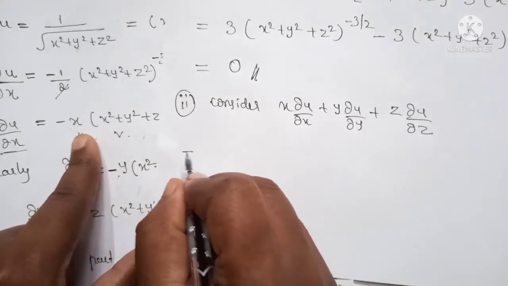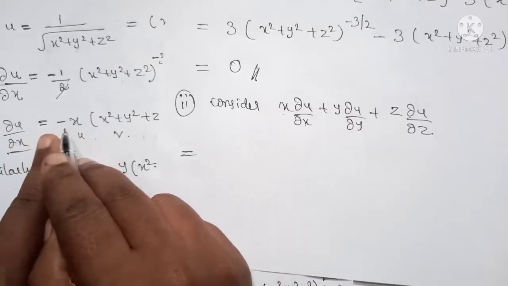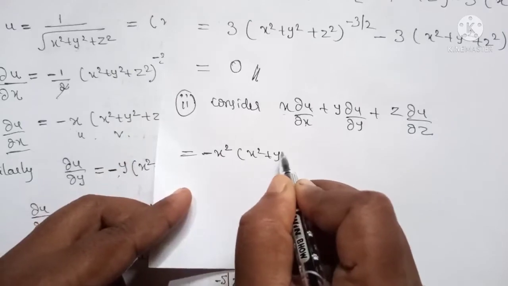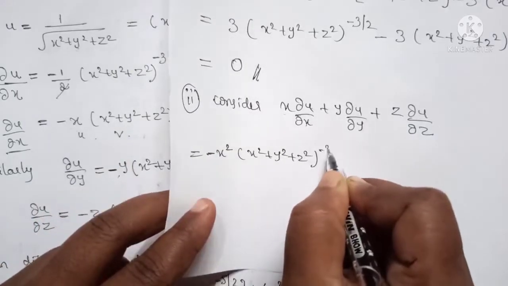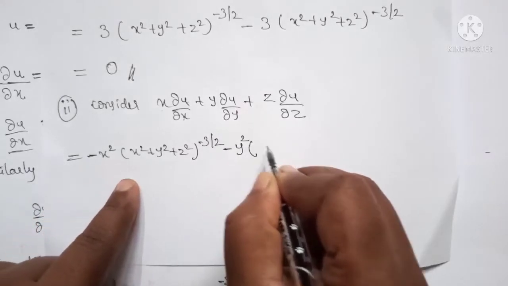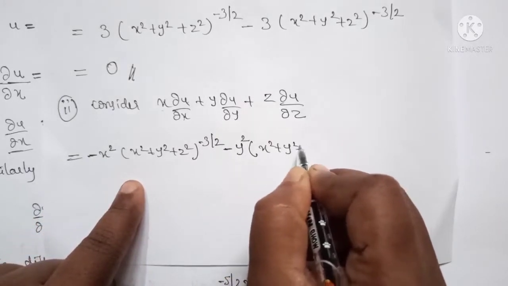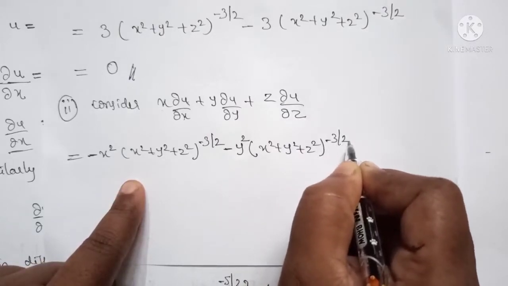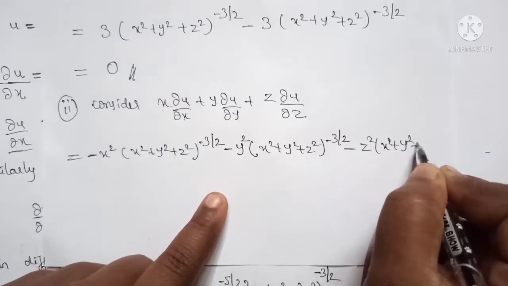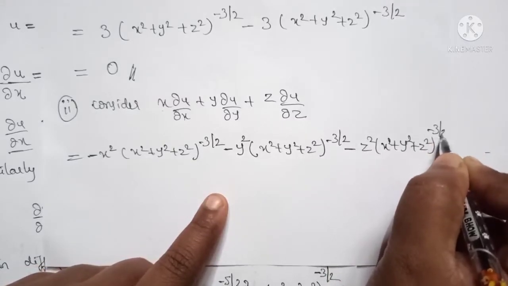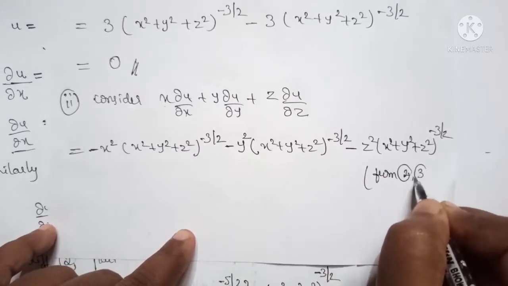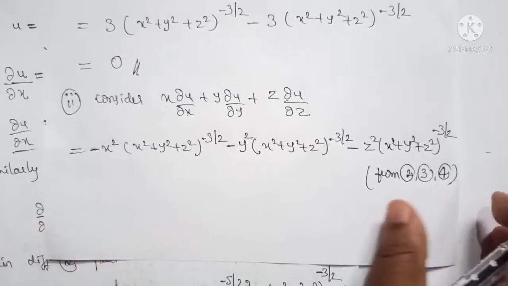Okay, so see here, multiplying ∂u/∂x by x, we get minus x²(x² + y² + z²) to the power minus 3 by 2. Similarly for this one we get minus y²(x² + y² + z²) to the power minus 3 by 2, minus z²(x² + y² + z²) to the power minus 3 by 2. So this is from equations 2, 3 and 4, right?